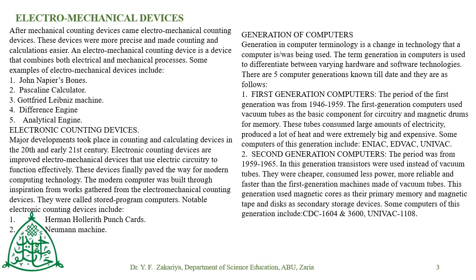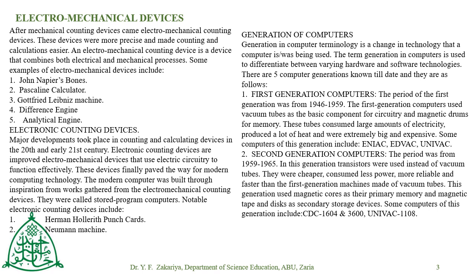Electronic counting devices. Major development took place in the counting and calculation devices of the 20th and early 21st century. Electronic counting devices are improved electromechanical counting devices that use electric circuitry to function properly. These devices paved the way for modern computing technology. The modern computers were built through inspiration from this work. Examples of electronic counting devices are the Herman Hollerith punch card and the Newman machine.